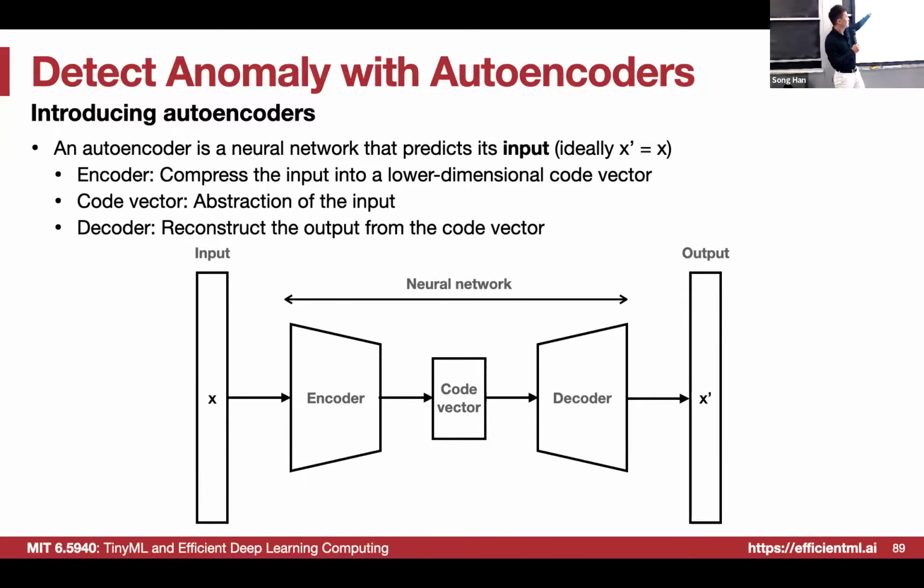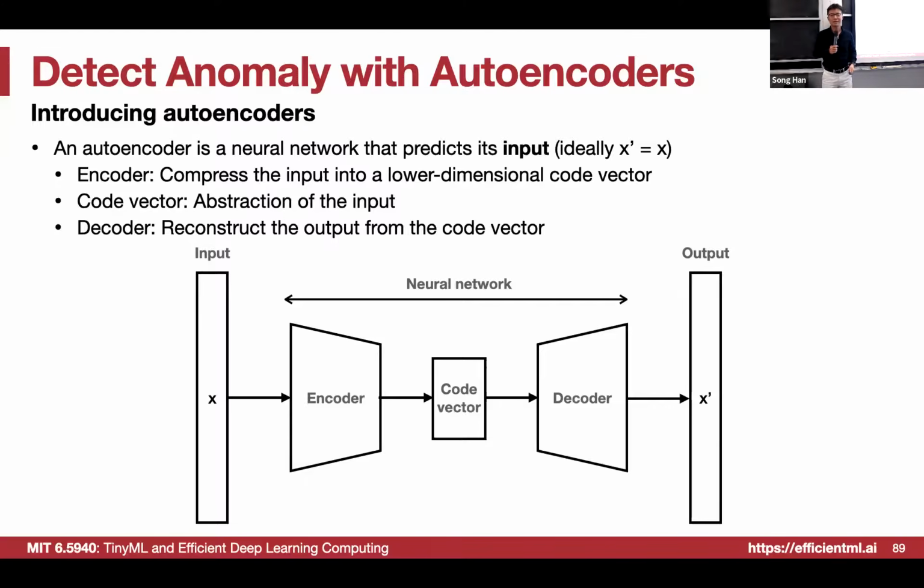So the code vector is something in the middle, which is the abstraction of the input. And the job of the decoder is to try to reconstruct this input by using this low dimensional compressed code vector, to reconstruct the output from the code vector. And we try to match the input and output.